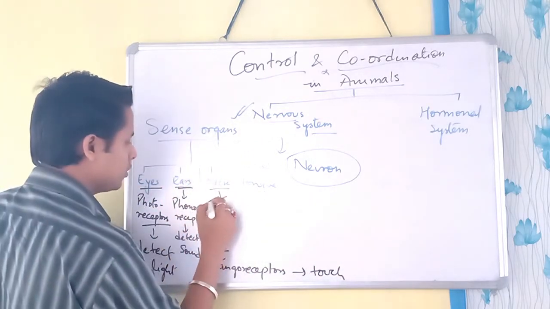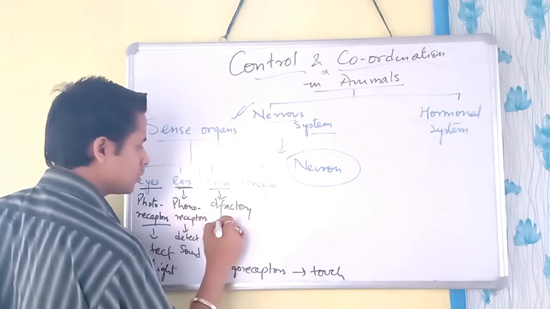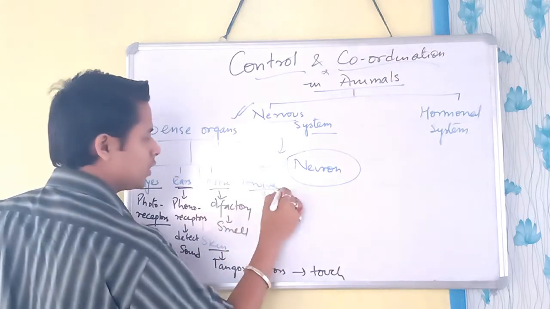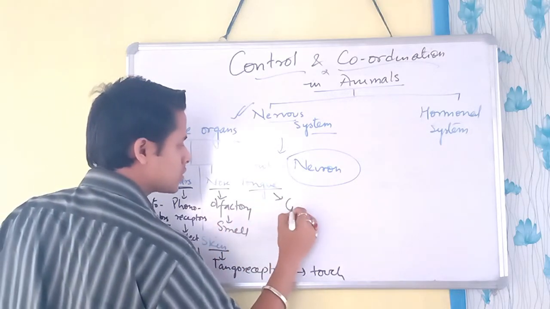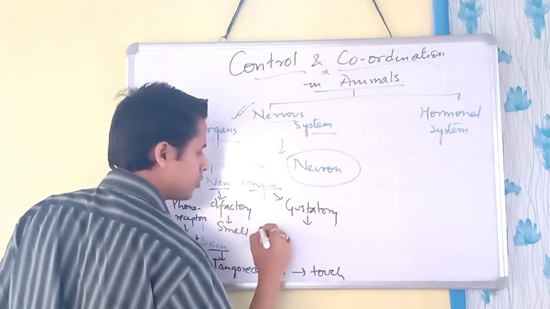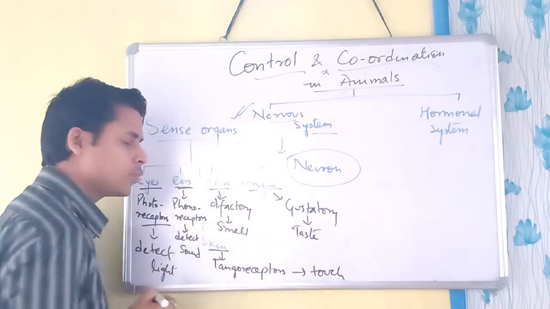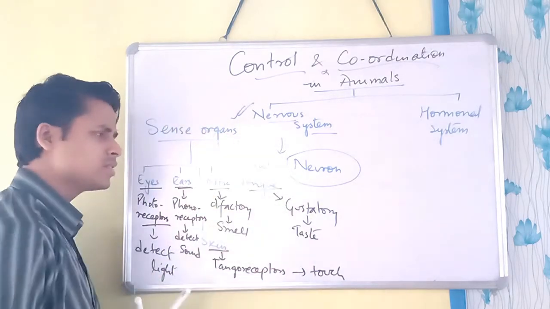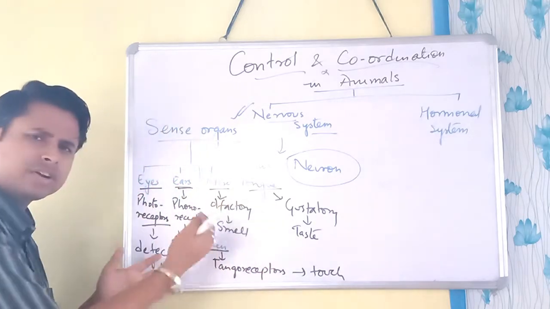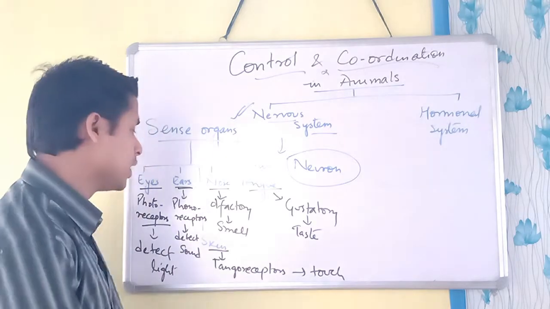The nose has olfactory receptors, and they detect smell. And the tongue has gustatory receptors, and they do the function of taste. So like this, the 5 sense organs are receiving information. Different receptors are present, and accordingly different information is retrieved.